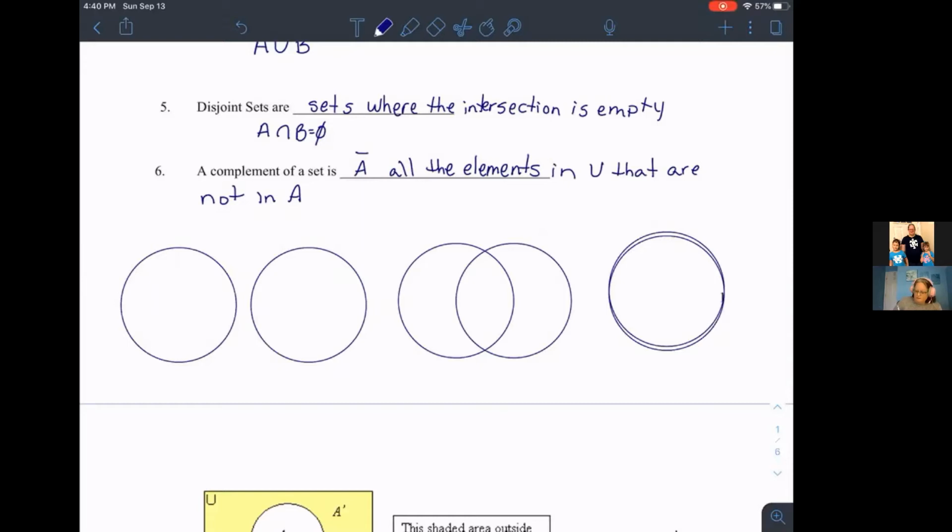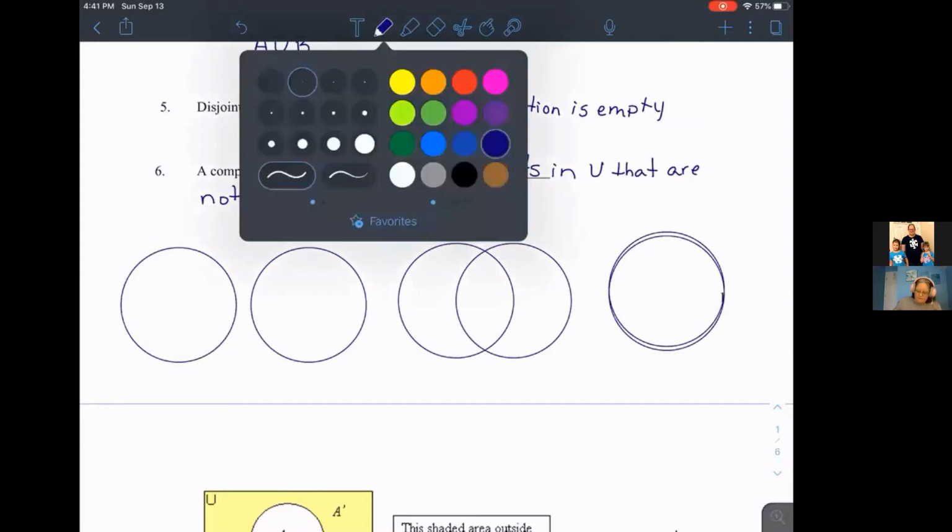all right, let's see, number 6 says a complement of a set A is all the elements in the universal set that are not in A. All right, let's go back to the disjoint sets.